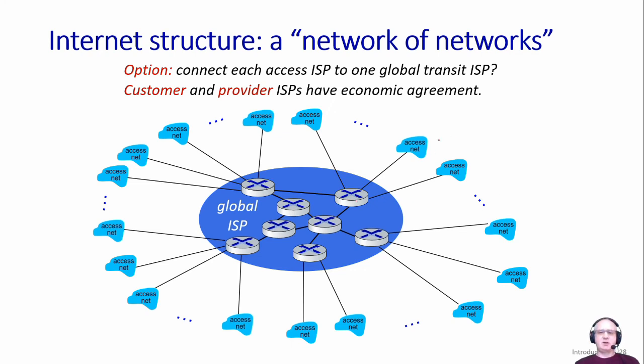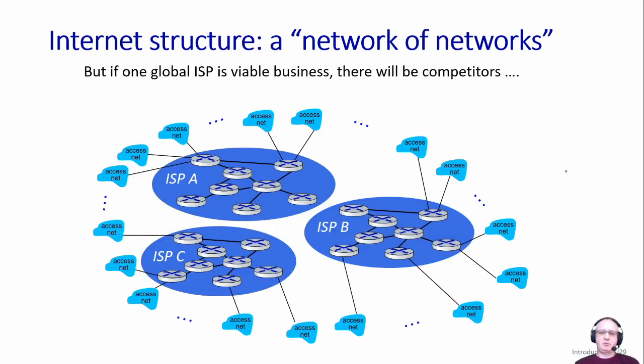In this case, there is an economic agreement. So typically what happens is that a smaller ISP that runs an access network may pay the larger ISP to carry its traffic and to make sure the traffic destined for it is sent to it. Now, in a market-based economy, of course, there could be more than one of these, right? Multiple ISPs, and competitors could arise.